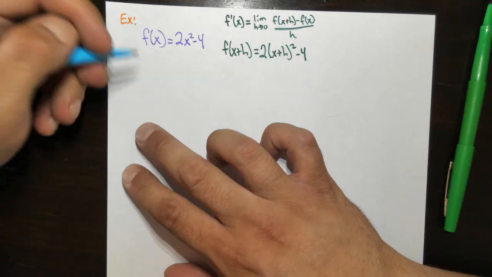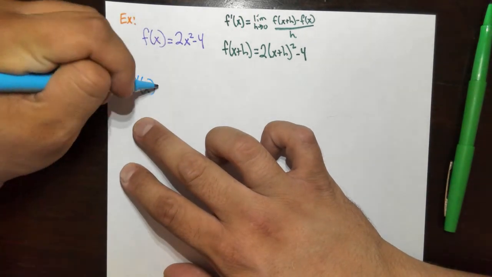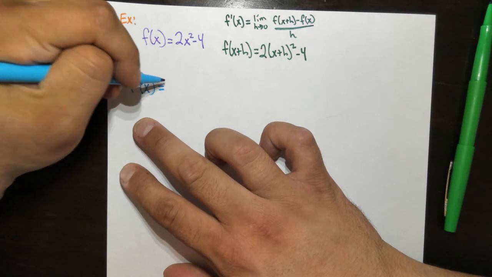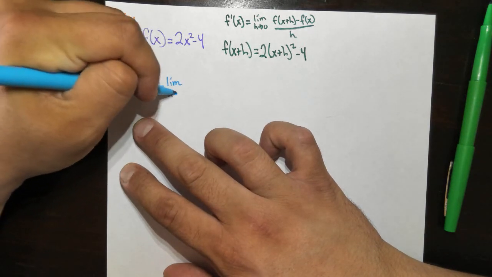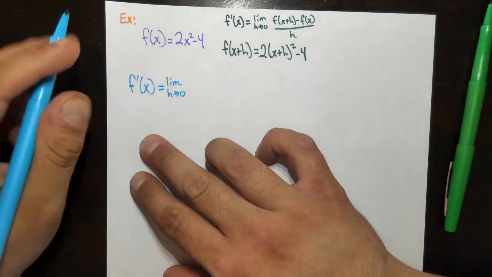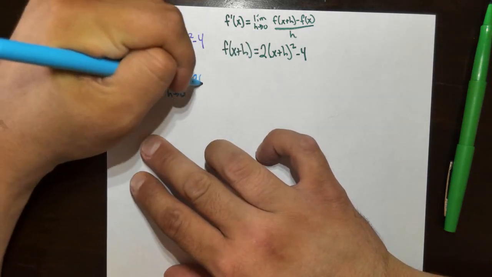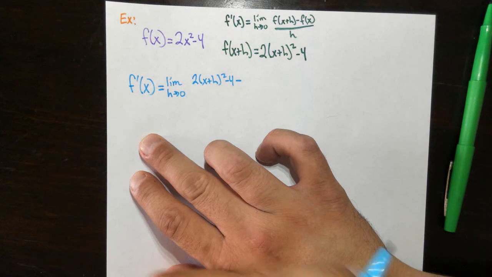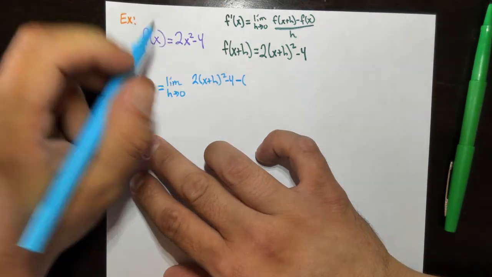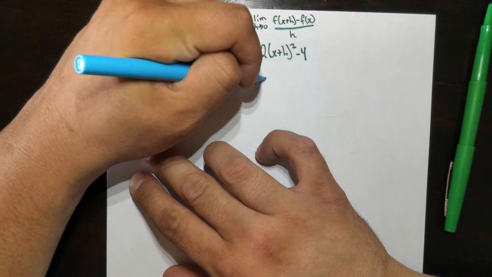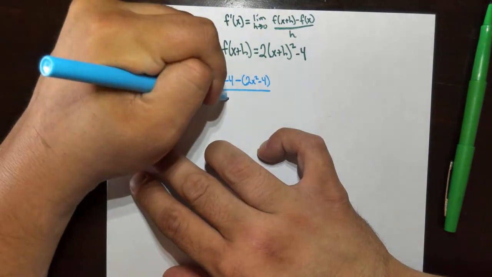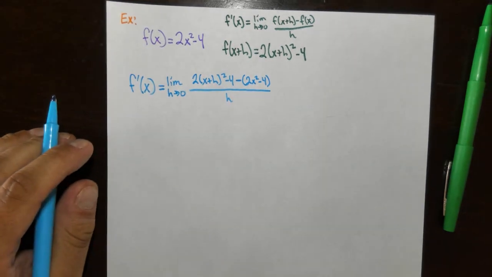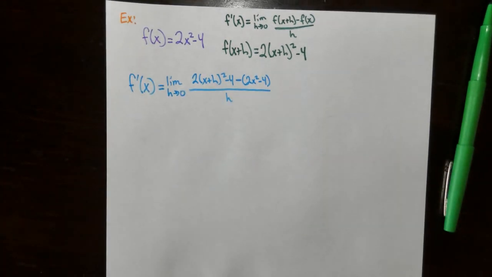So let's say that we have f prime of x is equal to the limit as h approaches 0, and I'm just plugging it into the difference quotient, of 2 times x plus h squared minus 4, minus our f of x, which is going to be 2x squared minus 4, all divided by h. Now, again, this is the derivative, but we need to simplify it. I mean, this makes no sense to us in its current form, right? So let's go ahead and simplify this.